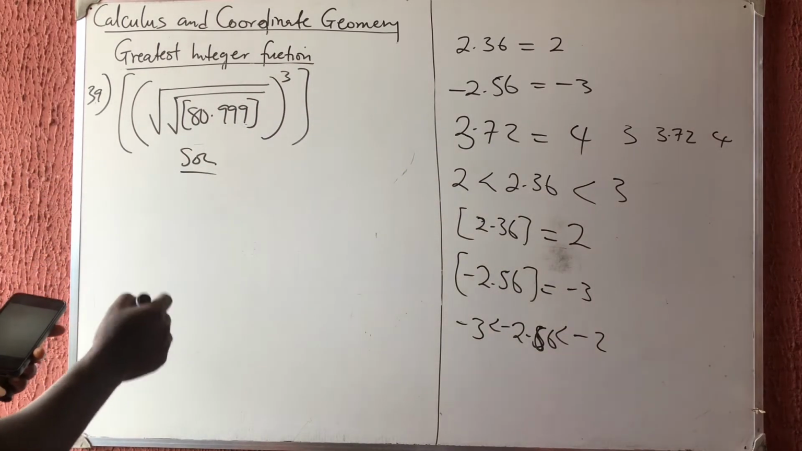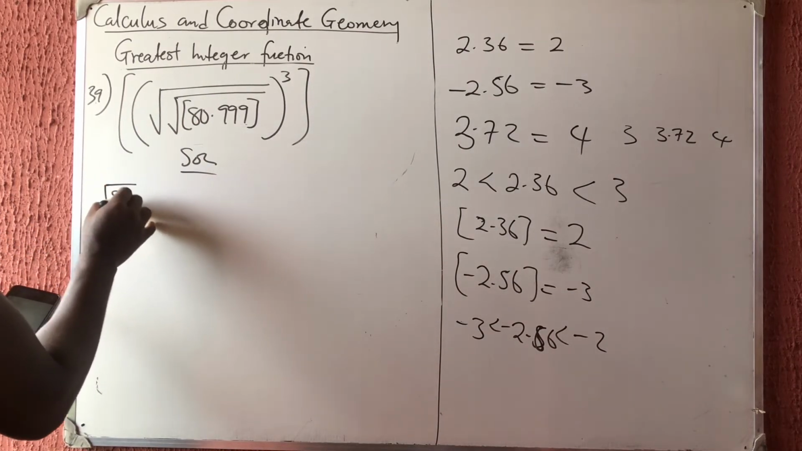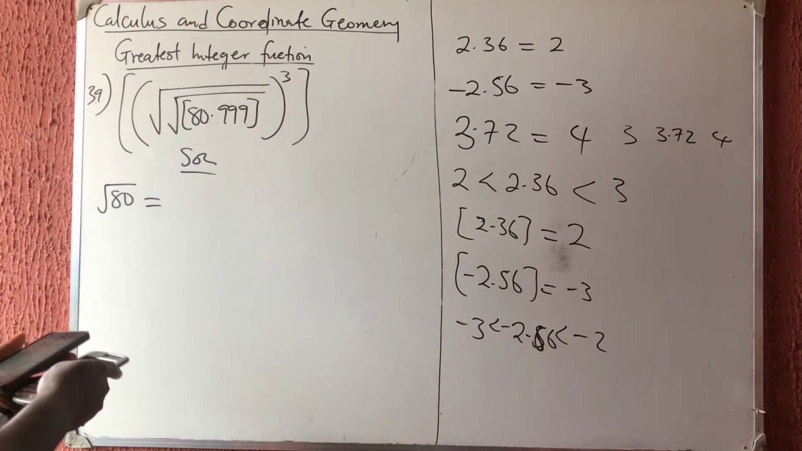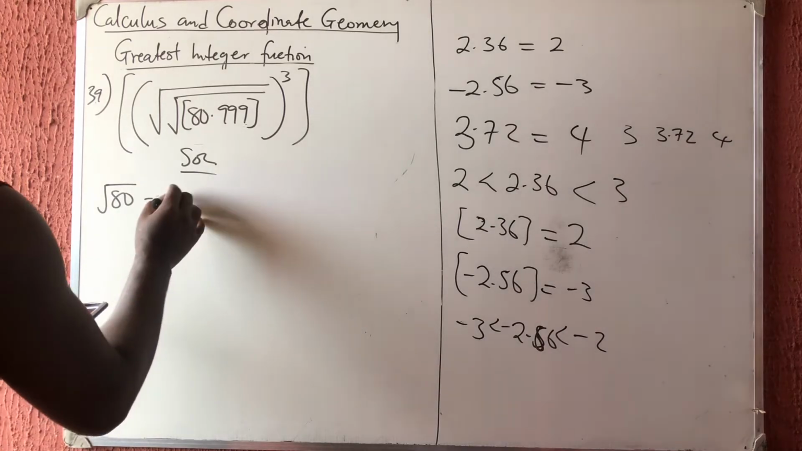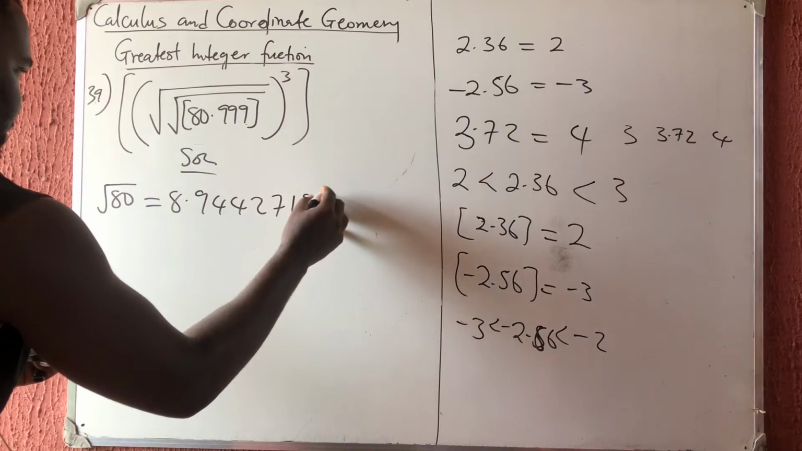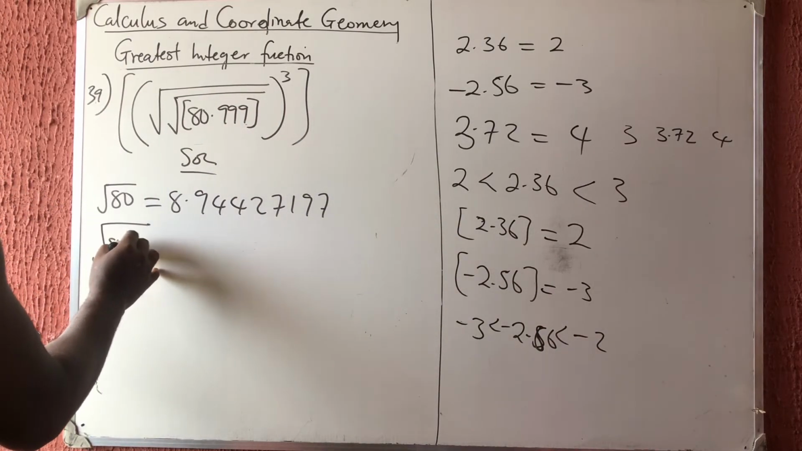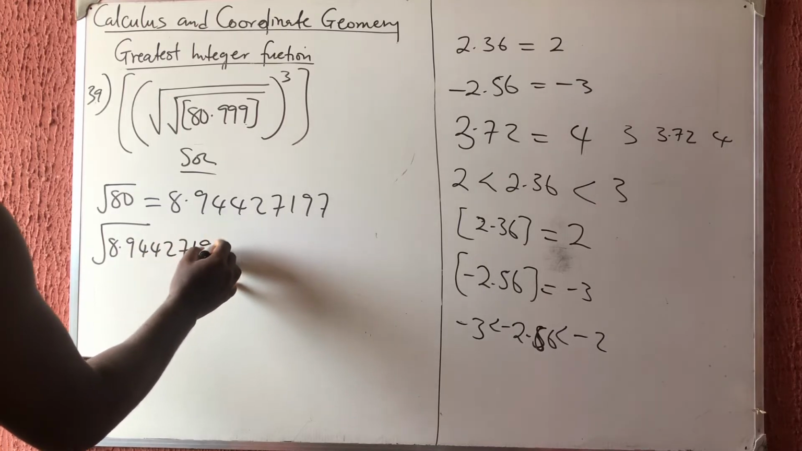Question number 39 said the greatest integer function in brackets of the square root of the greatest integer function of 80.999, then this one is covered by raised to power 3. Solution. Always start from the inside. The greatest integer function of this is 80. So first of all, we have the square root of 80, which gives us 8.944279197. Then we need the square root again of 8.944279197.